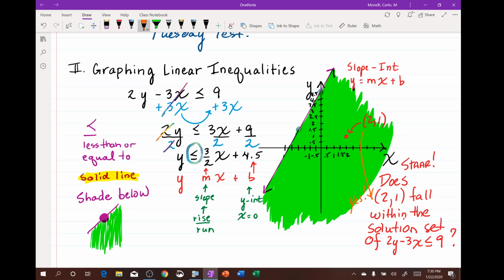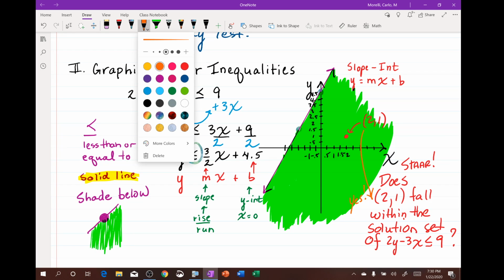The way they'll actually present it, they'll probably give you multiple points, and they'll say something like, which of the following points fall within the solution set of this linear inequality? And you'll have to check.